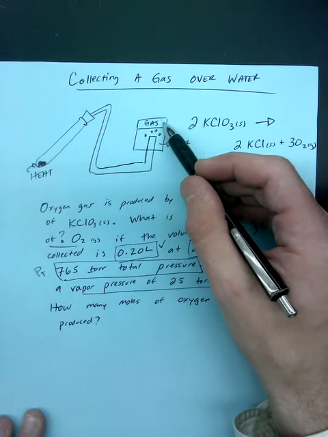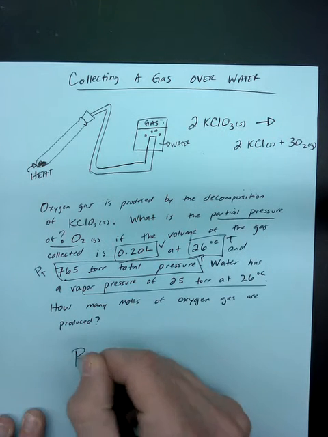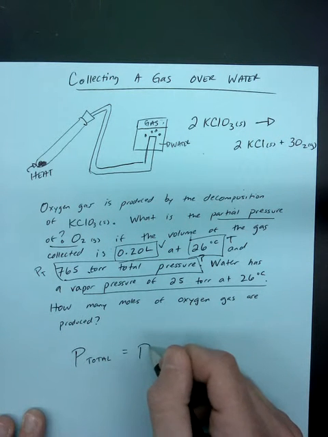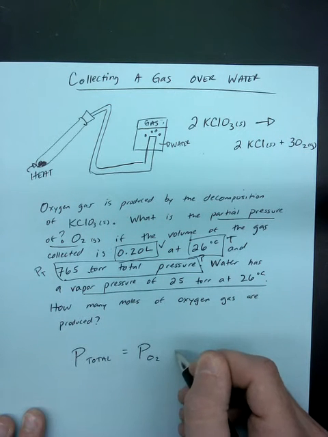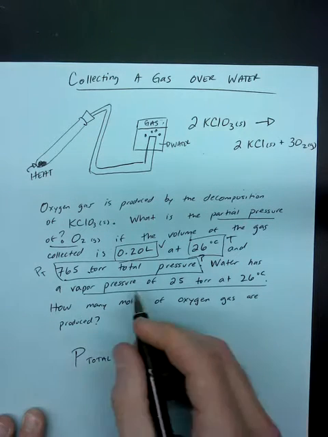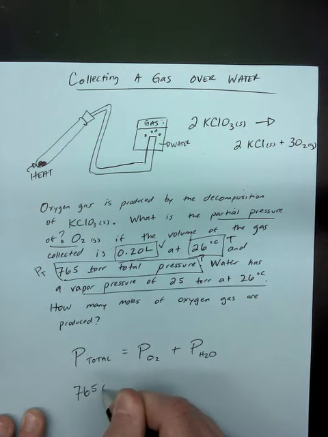We have two things in the collection vessel, oxygen gas and water vapor. So P total is actually equal to P oxygen, or the partial pressure of oxygen, plus the partial pressure of water. I know what P total is, right? There it is, 765 torr.